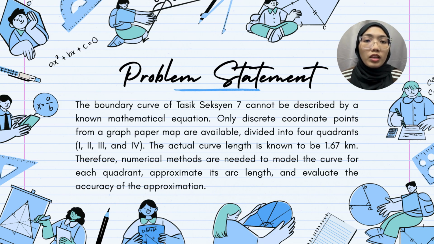Therefore, numerical methods were needed to model the boundary curve for each quadrant. In this project, we use Gauss elimination to determine the quadratic equations and numerical integration to approximate the arc length. Finally, we evaluated the accuracy of our approximation by comparing it with the actual curve length.